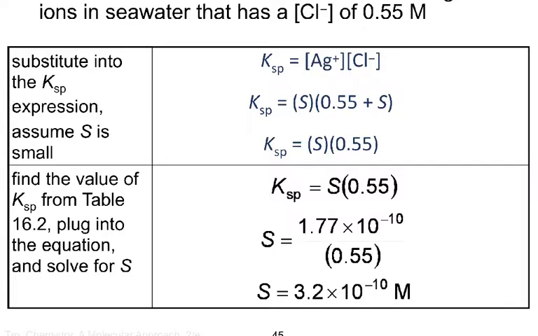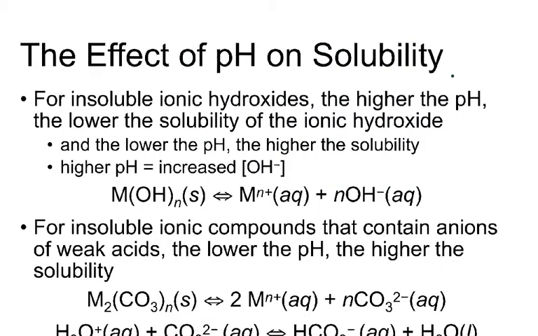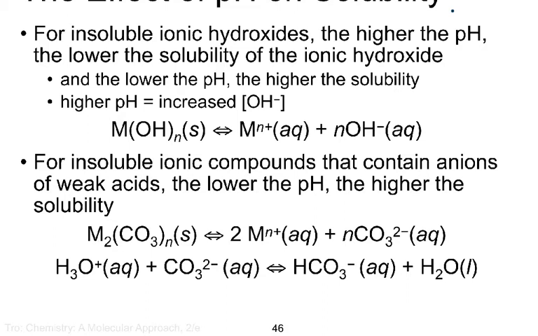So there's that math worked out again. All right, back to pH. For some of these, changing the pH is going to change the position of the solubility equilibria. So if we have an insoluble ionic hydroxide, the higher the pH, the more hydroxide you're going to have around, the lower the solubility. And the lower the pH, the higher the solubility. And for insoluble ionic compounds that contain anions of weak acids, specifically carbonate, the lower the pH, the higher the solubility, just like with the hydroxides.